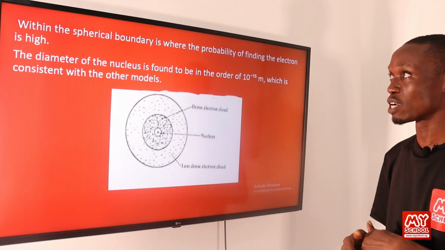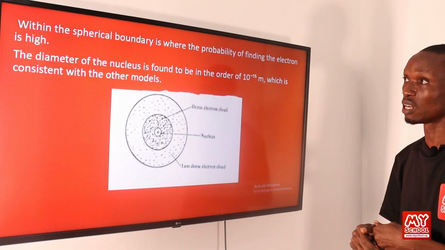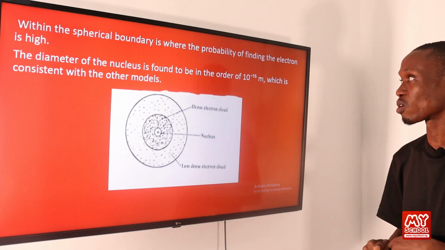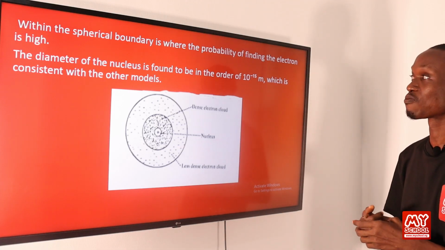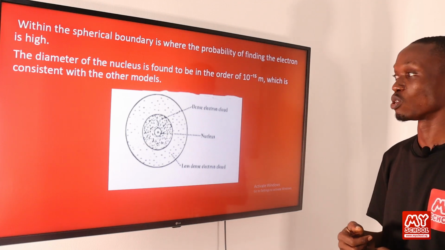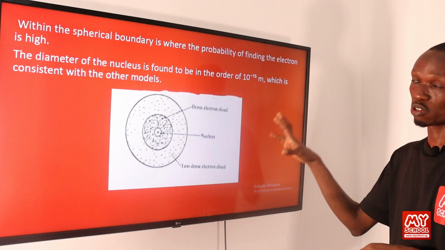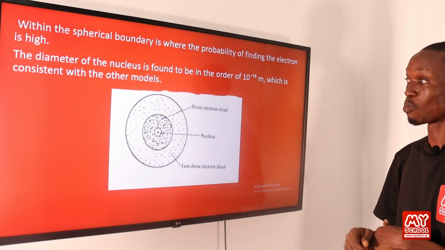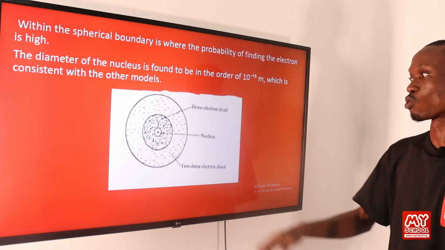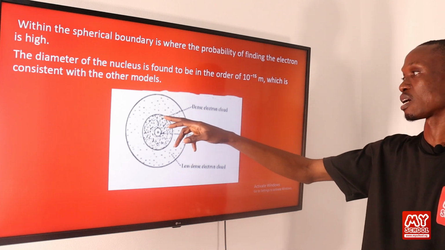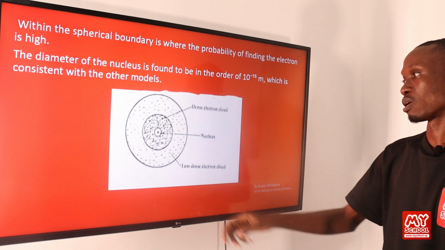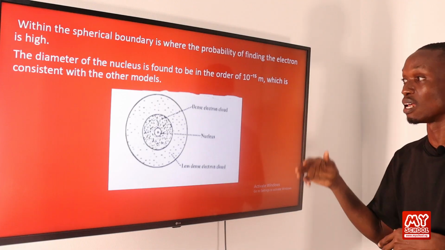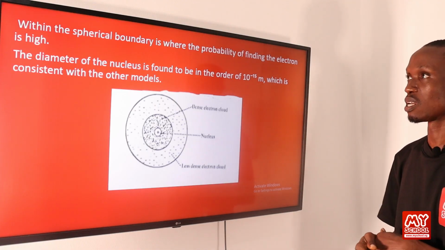So within the spherical boundary is where the probability of finding the electron is high, while the diameter of the nucleus is found to be in the order of 10 raised to power minus 15 meter, which is consistent with the other model. So this is just the diagram illustrating the electron cloud model, also showing where the probability of finding an electron is. Okay, so this is the nucleus, the positively charged nucleus, and these are the dense electron clouds, while these electrons that are further away from the nucleus are the less dense electron cloud. Okay, so let's move to the next slide.